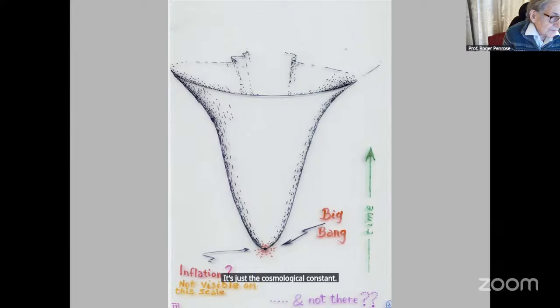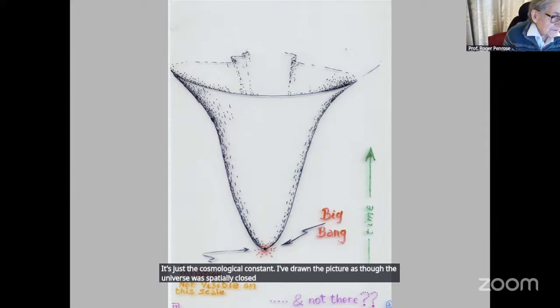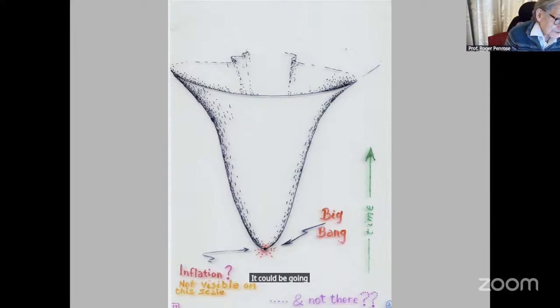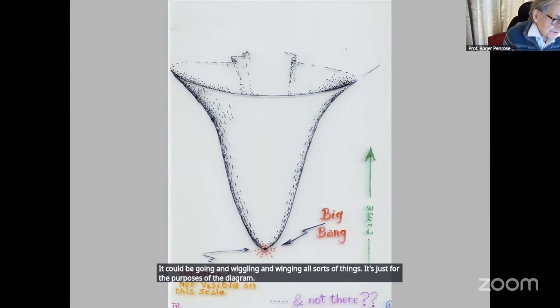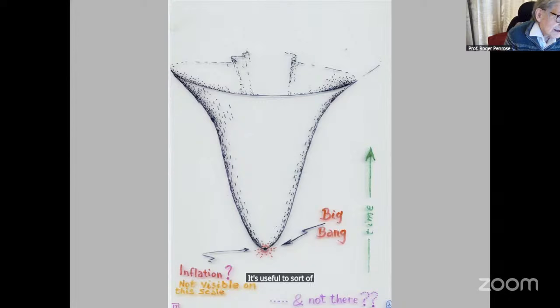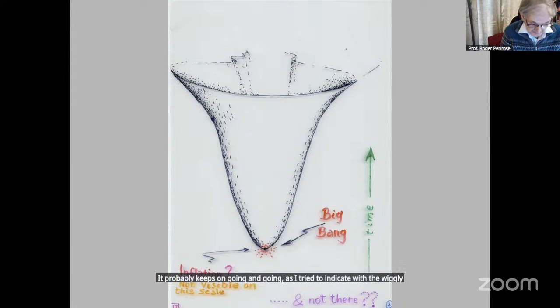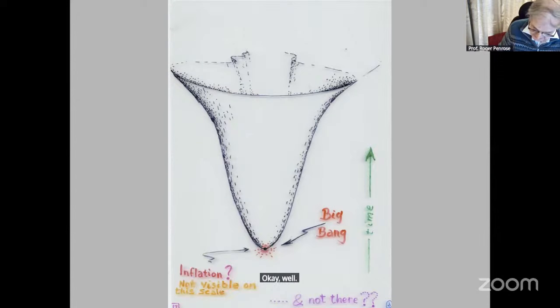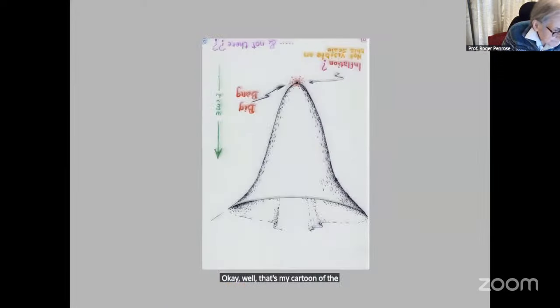Now, I've drawn the picture as though the universe was spatially closed as you go around. If you look at the back, it's not really. It could be wiggling and all sorts of things. It's just for the purposes of the diagram. It's useful to pretend it's closed when it's almost certainly not. It probably keeps on going and going, as I was trying to indicate with the wiggly part right at the back and the top. Okay, well, that's my cartoon of the universe.